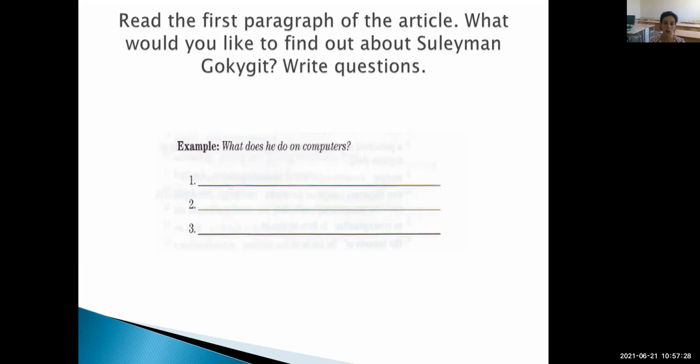For example, what does he do on computers? For example, when I discussed the same topic with the other groups, there were several different interesting questions like why he is blind, how he learned to manipulate, to work on computer even being blind, why he is called whiz, and so on. So I would like you also to write different questions like that you would like to know concerning the text that we are going to read with you. So at least should be 3 questions, don't forget about it.